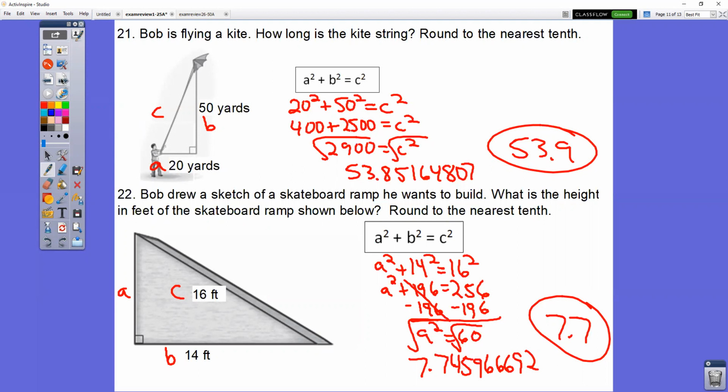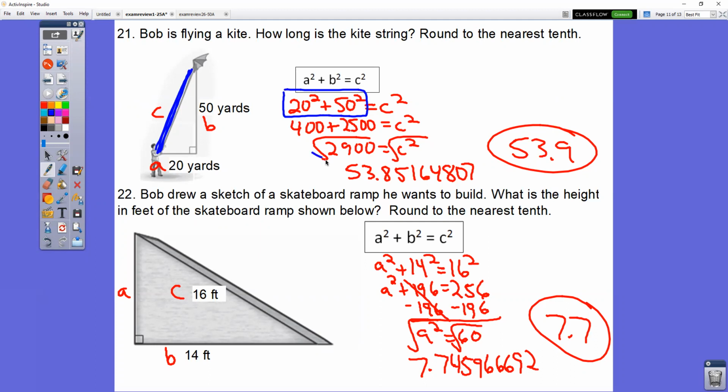Bob is flying a kite. How long is the kite string? We're going to the nearest 10th. Remember that your C side is your slanted side. The C side is the slanted side. Doesn't matter which one you pick for A or which one you pick for B. So I'm subbing these numbers into the formula. So I have 20 squared plus 50 squared equals C squared. You could type that right into the calculator and get 2,900.